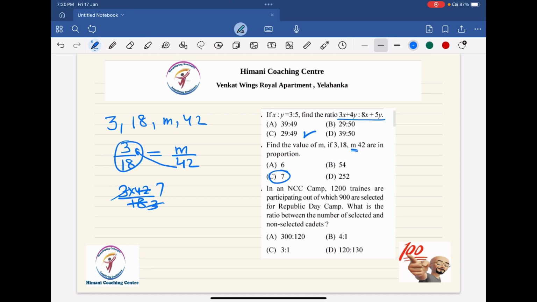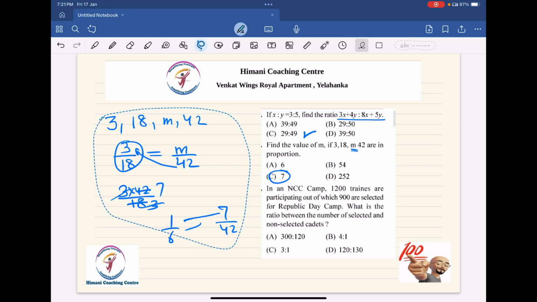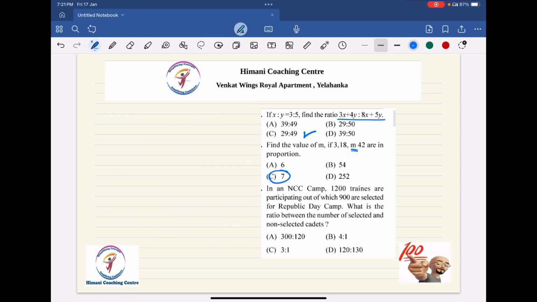See, 3 by 18 is what? 3 by 18 is 1 by 6. So similarly, 7 by 42 is also 1 by 6. And that is what is meant by this statement, that these four numbers are in proportion. Now let us move to the next question.